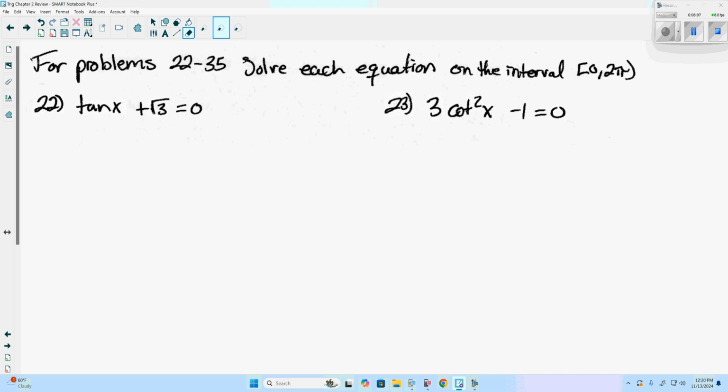23. 3 cotangent squared of x minus 1. So here there's different ways we can go about doing it, but since we just have cotangent squared as the only trig function, we can get it by itself. So the first thing we can do is add 1 to both sides, which tells us that 3 cotangent squared of x is equal to 1.